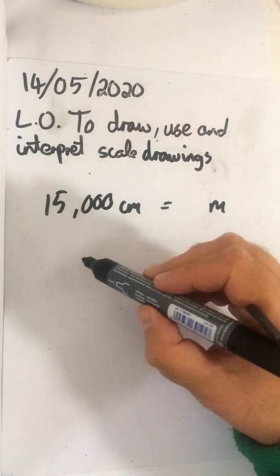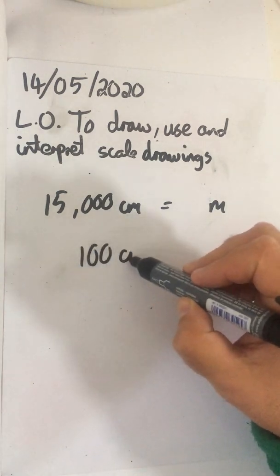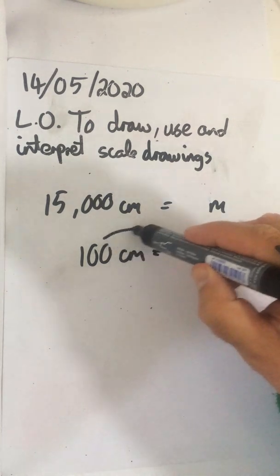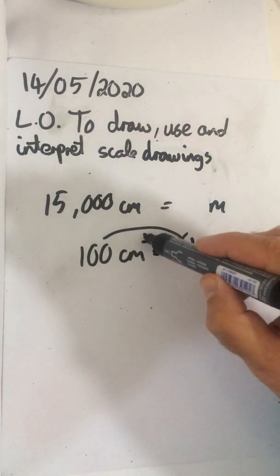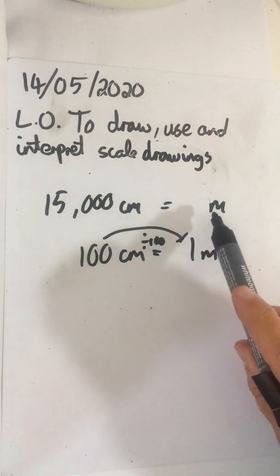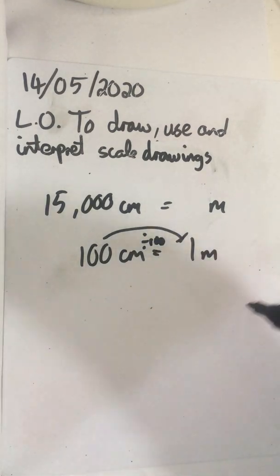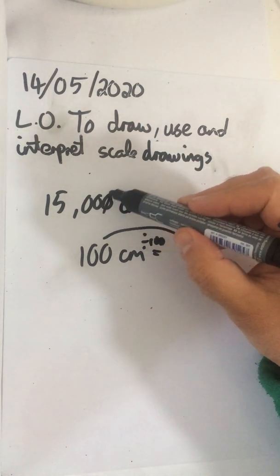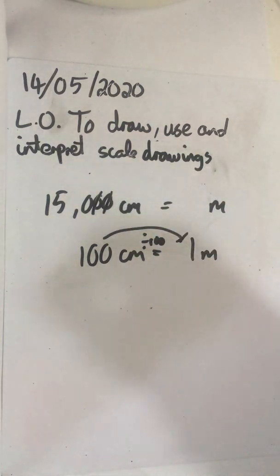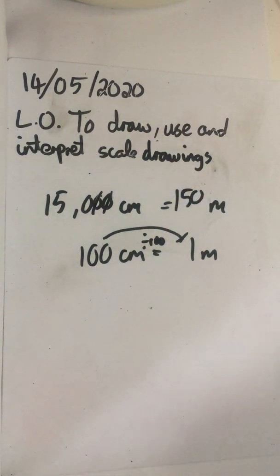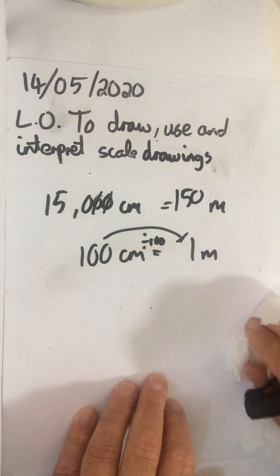Well, let's have a look. We know that 100 centimetres is equal to 1 metre, and to get from 100 to 1, we divide by 100. So whenever we're converting centimetres to metres, all we have to do is divide by 100. When we divide by 100, we're knocking off a 0 for each 10 in 100. So we would cross those off, so we would have 150 metres. Okay, 150 metres.